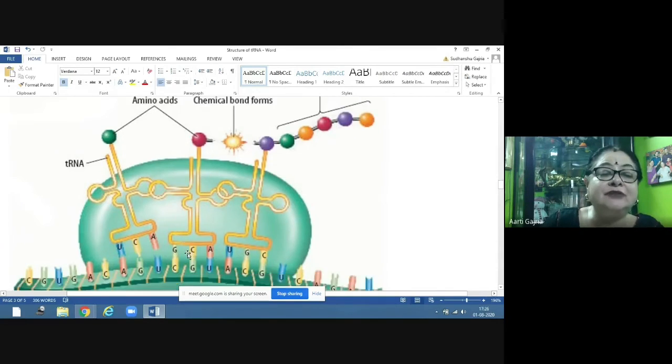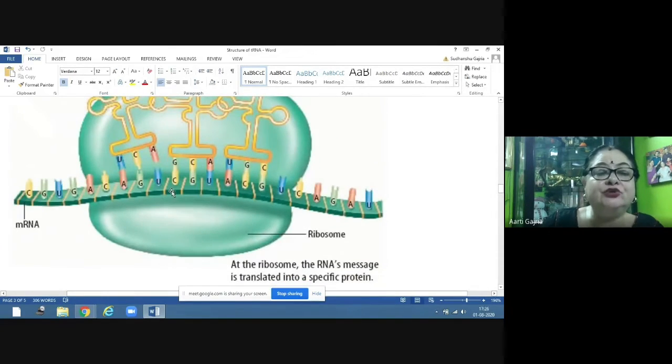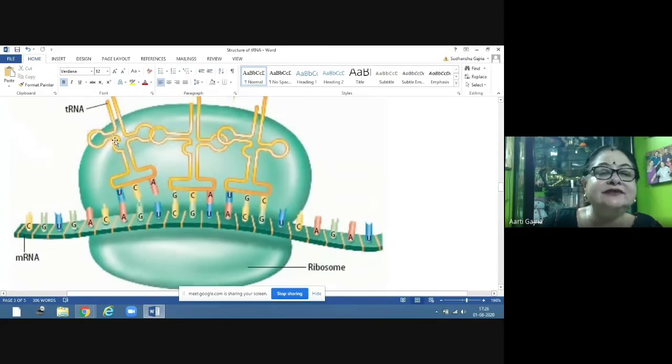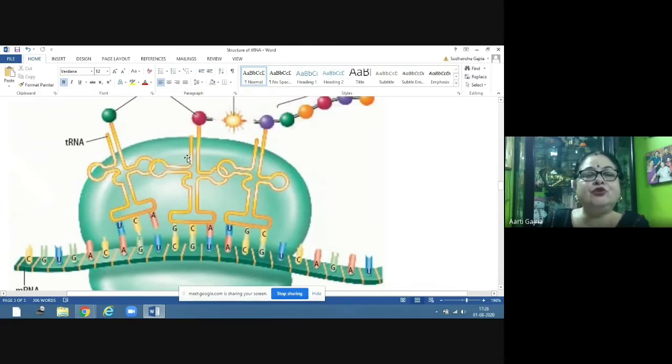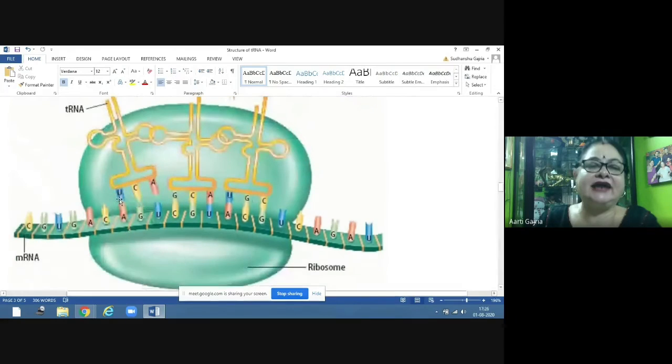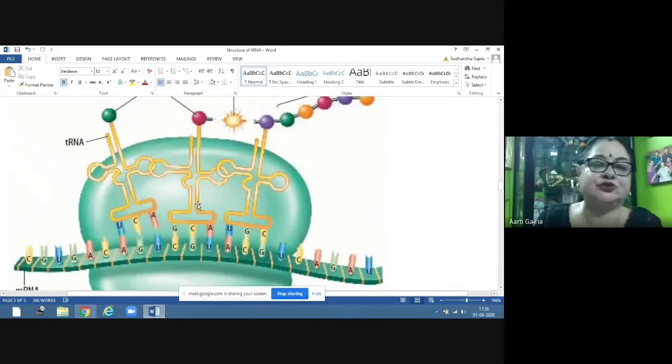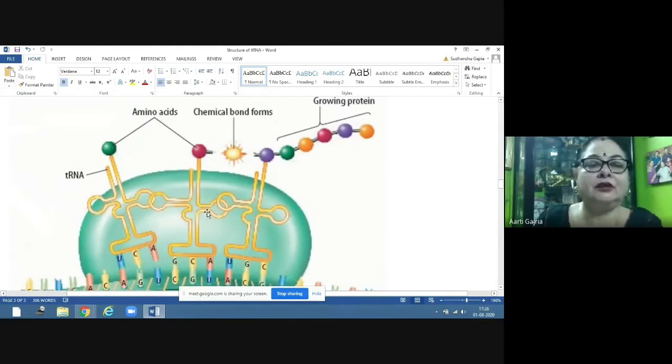This is the ribosome. This is the smaller unit of the ribosome, and this is the bigger unit of the ribosome. And this messenger RNA is moving on the smaller unit of the ribosome. That's why we say ribosomes are the sites for protein synthesis. So this is how the protein synthesis takes place on the ribosome.